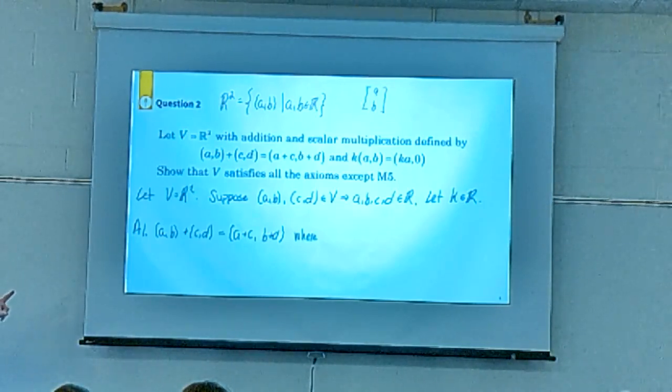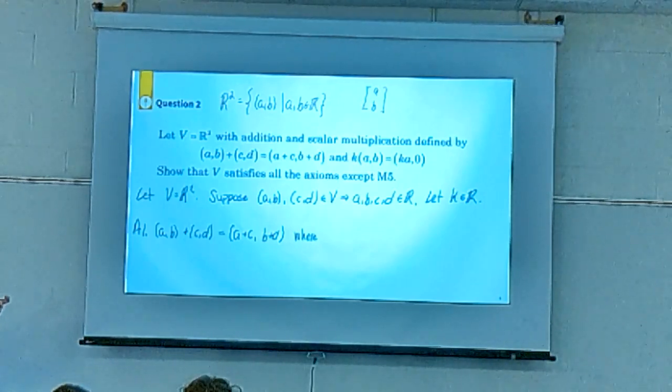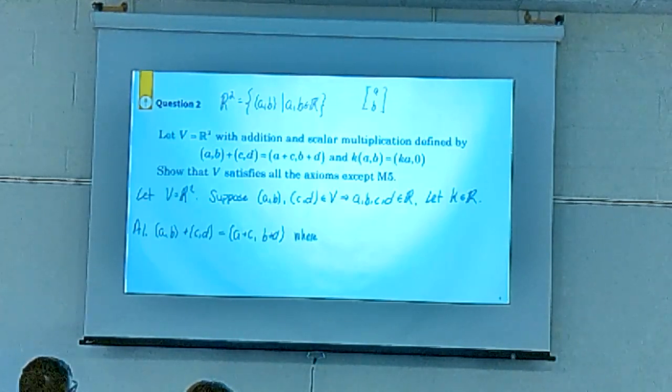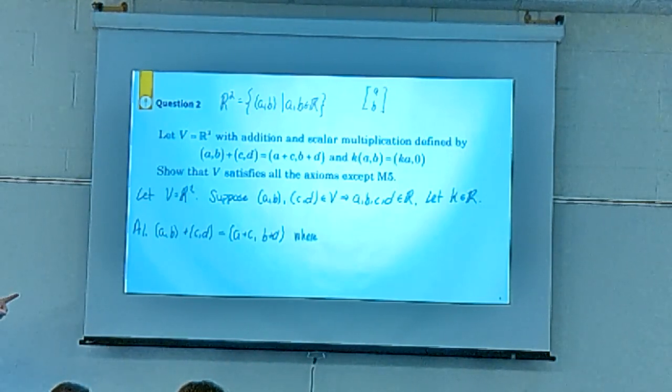Remember, we want that sum, so that new vector, a plus c comma b plus d, to be in R2. That's what it means to be closed. Well, what's a plus c? A real number, right? Because a and c are real numbers. The sum of two real numbers is a real number. What about b plus d? Same thing. Again, b and d are real numbers, which means b plus d is a real number.